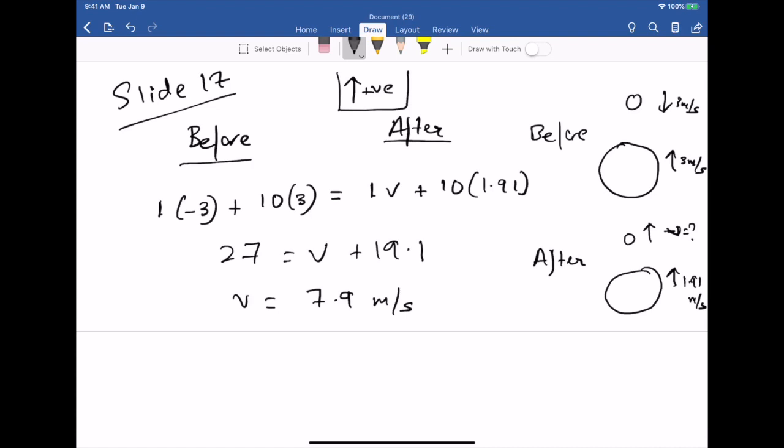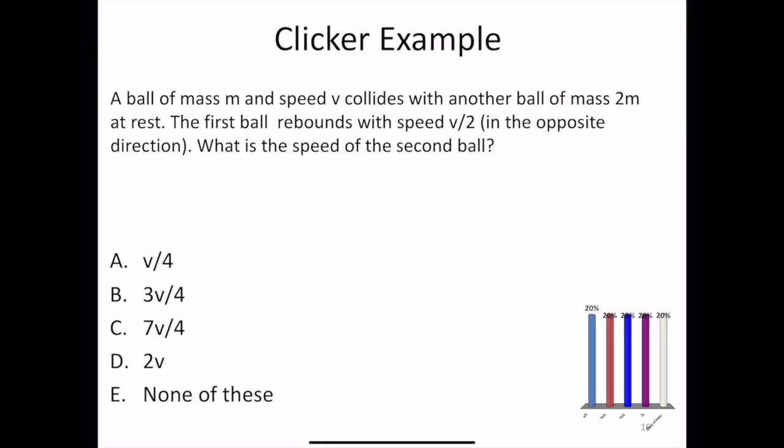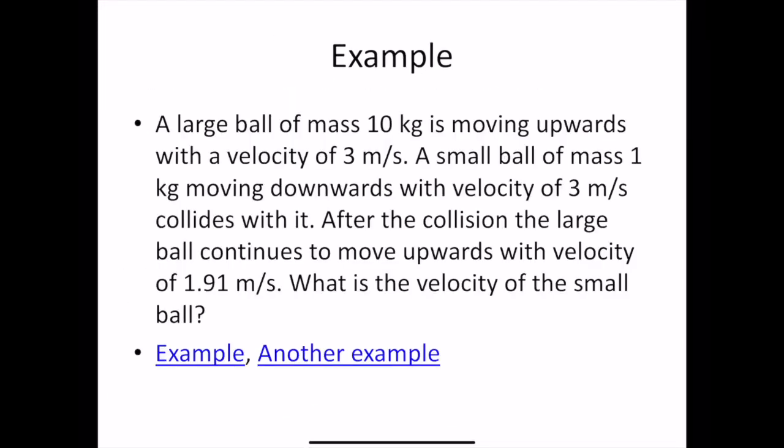So let me show you an example of this. I have a nice video in the PowerPoint. I probably won't be able to show you very nicely on here, but I would recommend just clicking on the video and watching it on your computer if possible.